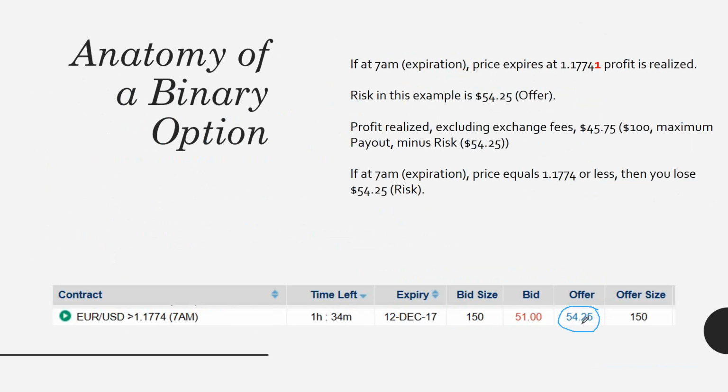profit. However, if at 7 a.m. the price is equal to 1.1774 or less, then you lose what you paid on entry. So this is considered your risk. At no time could you lose more than what you have paid on entry.